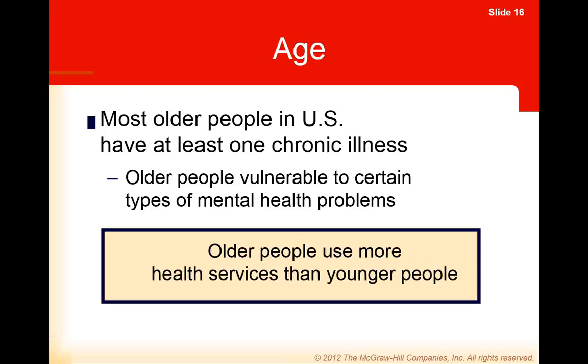But then we also tend to get certain types of senile dementia, Alzheimer's, and Parkinson's disease, which are late onset types of neurological disorders. So older people tend to be more vulnerable to these types of mental health problems. As we age, of course, we rely more and more on healthcare and healthcare practitioners to keep us in a state of health. So as a corollary, older people use more health services than younger people.